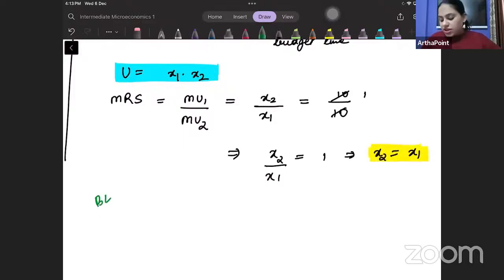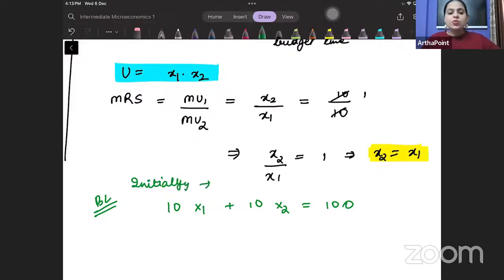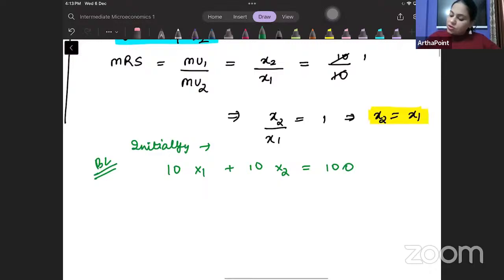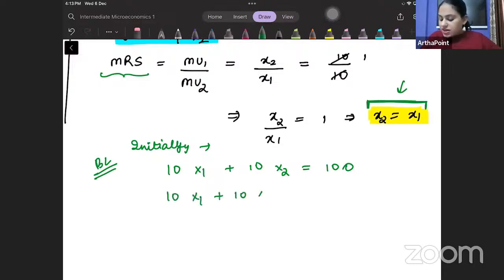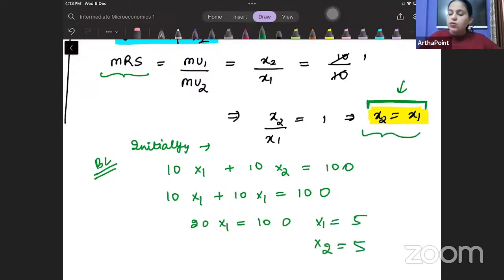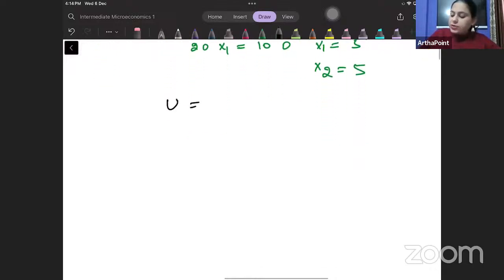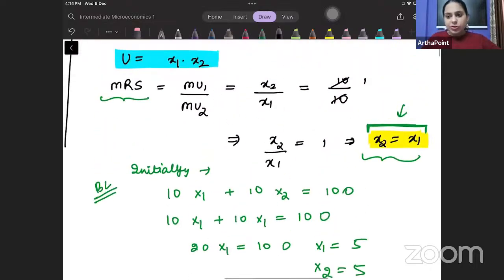Beta, what is my budget line? My budget line is given as 10x1 plus 10x2 is equal to 100. Initial budget line. Yes, my initial budget line is given as 10x1 plus 10x2 is equal to 100. So beta, x1 and x2 are equal to each other. This is my equilibrium condition from MRS equal to price ratio. So 10x1 plus 10x1 will be 100. So 20x1 will be 100. So x1 will be 5, x2 will also be 5 because they are equal. So what will be my utility? It will be 5 into 5. It was x1 into x2, right? So 25. Am I clear on that, beta?